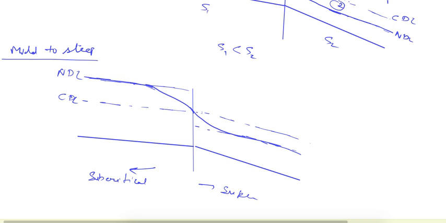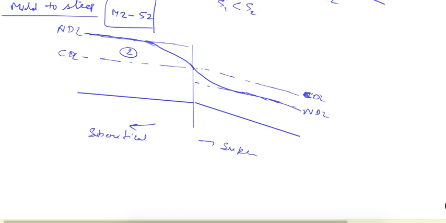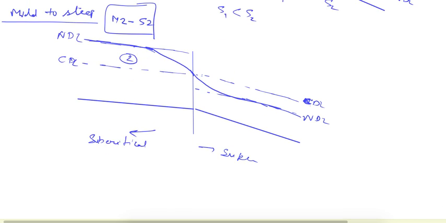Now again we can see this is the mild slope, and between NDL and CDL is zone 2. And here this is the steep slope, and between CDL and NDL it is zone 2. So the profile will be M2 and S2. There will be a combination of two profiles. Similarly, we can do this for any of these profiles by using the same logic.